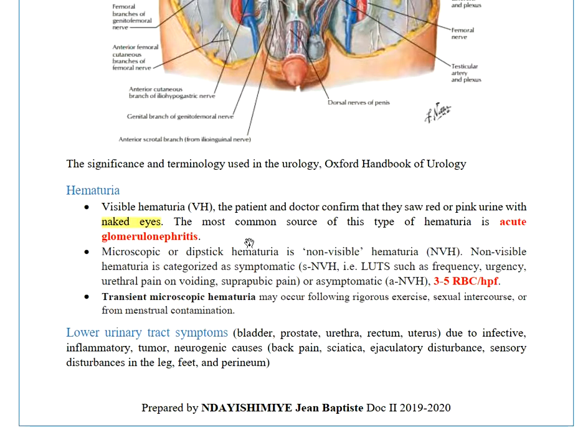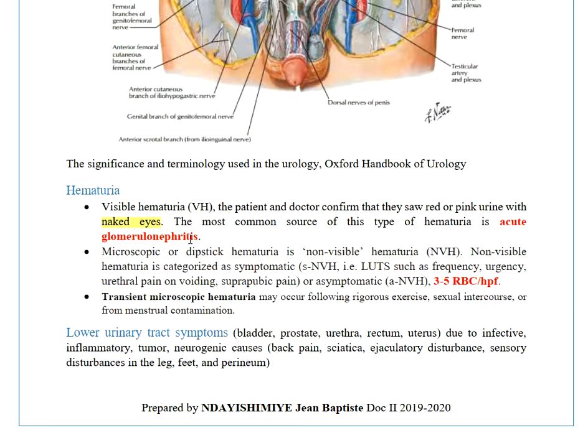So with visible hematuria, both the patient and doctor are able to see red or pink urine with naked eyes. So this is where hematuria can be both a sign and a symptom. There are various causes of visible hematuria, but the most common source of this type of hematuria is acute glomerulonephritis. When it is not visible, then it is known as non-visible hematuria.